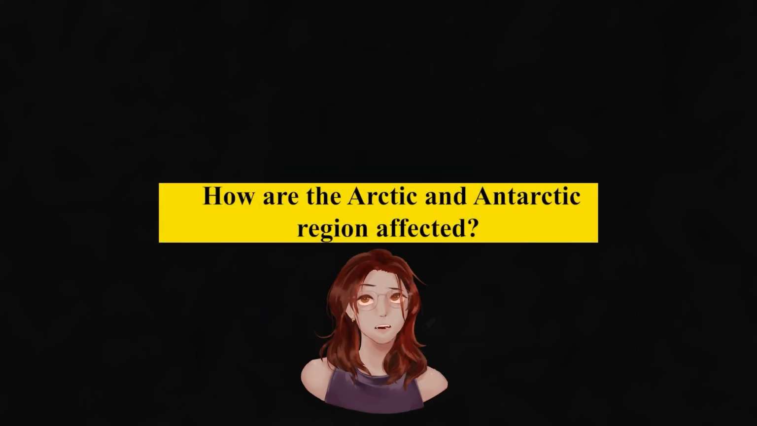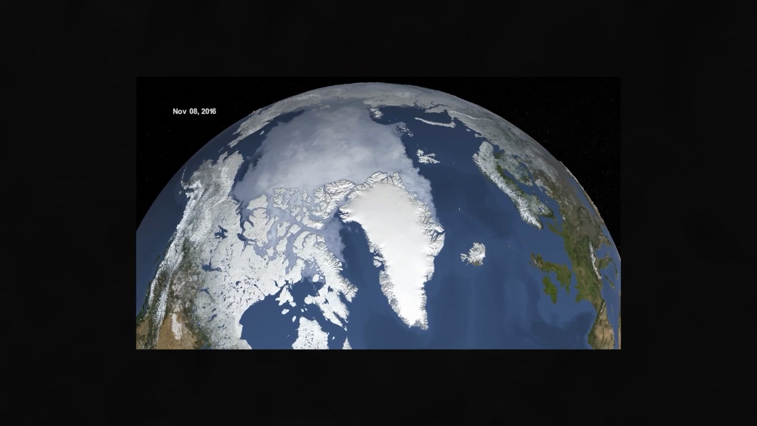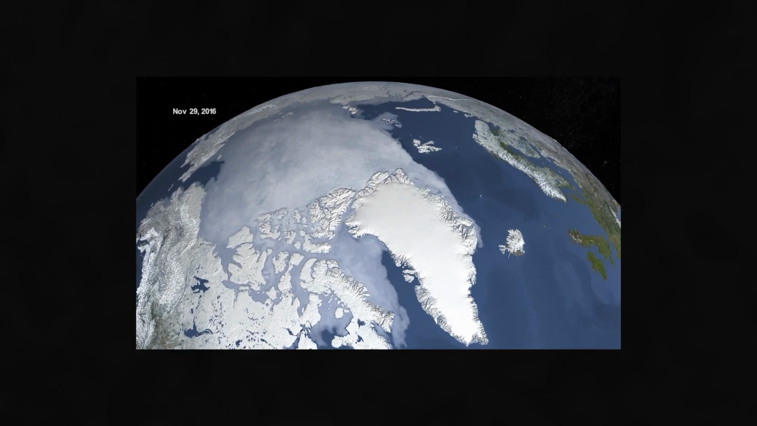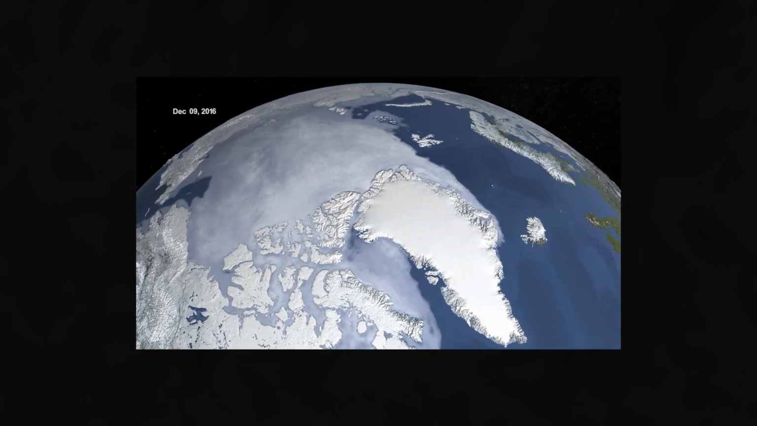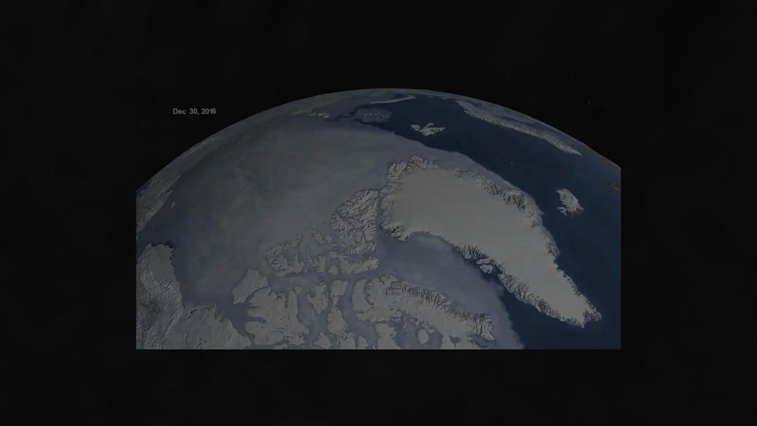How are the Arctic and Antarctic regions affected? During polar ice melting, the polar regions around the Arctic and the Antarctic are affected greatly. The melting of these polar caps causes flooding to occur in those regions. This flooding can cause great harm to the environment, and this flooding can also cause certain animals to go extinct.